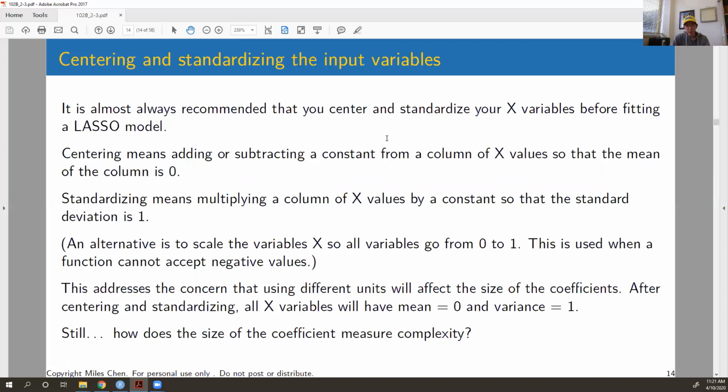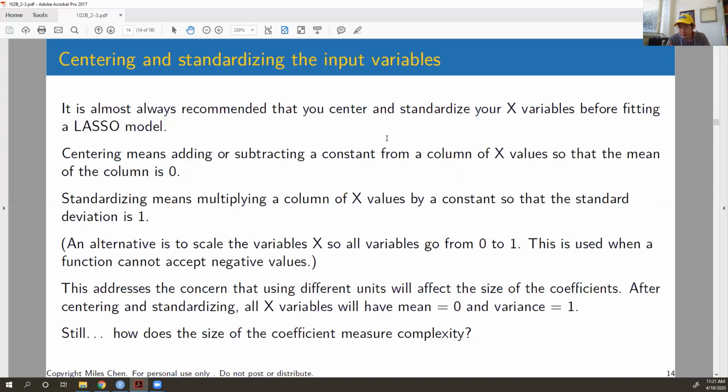And then an alternative method is to scale the variables, so all the variables go from 0 to 1 or something like that. That's useful if you have a function that can't accept negative values, like a square root or something in there. So these are ways to kind of address this thing.